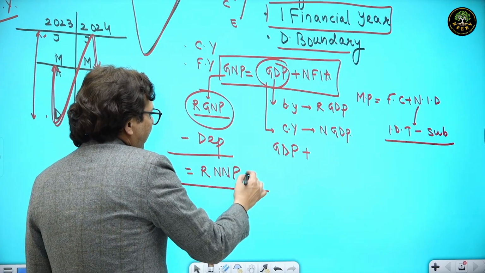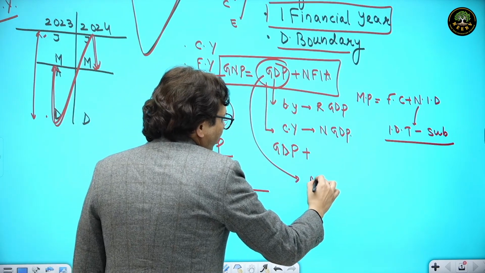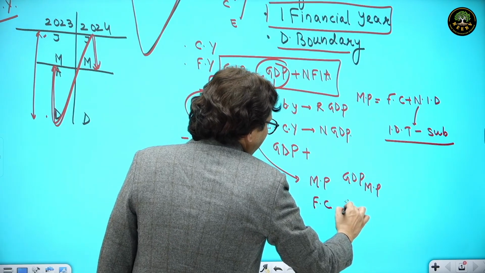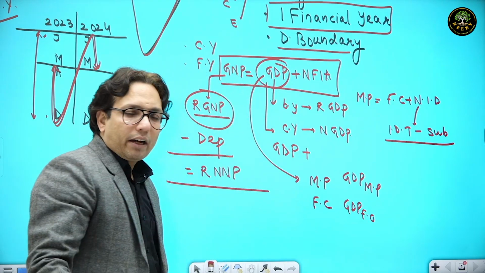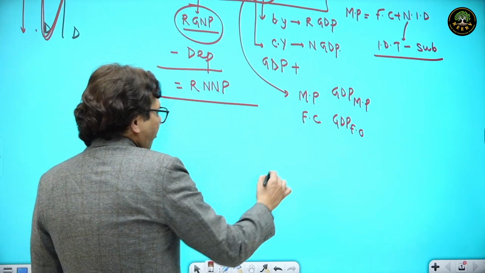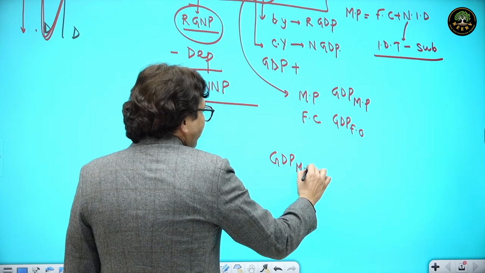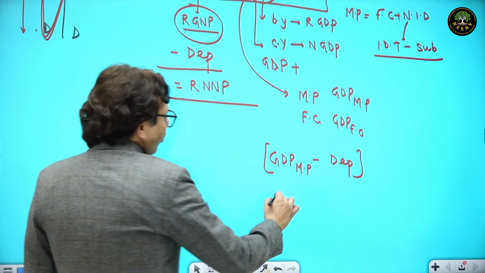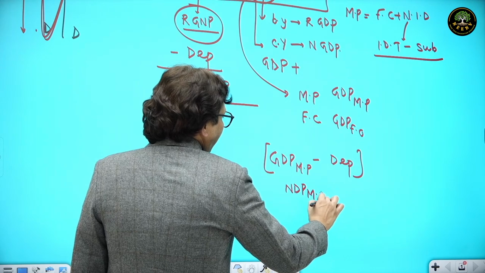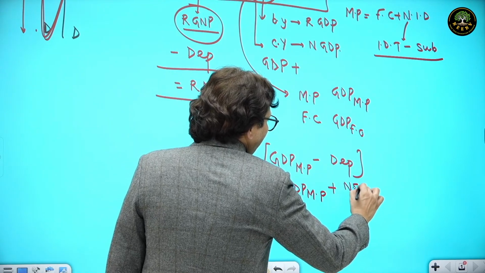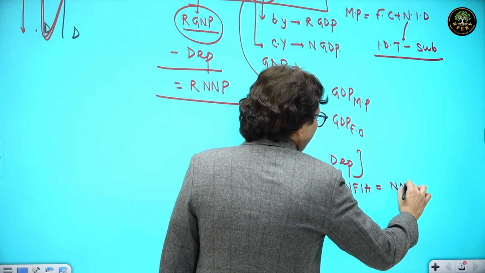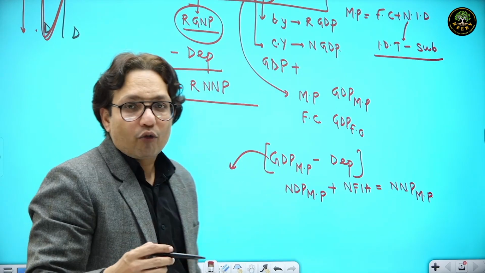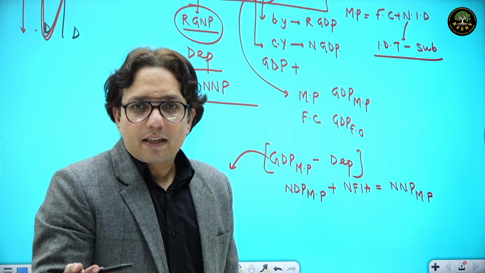I have real NNP. Fair enough? If this GDP is measured at market price, I would have GDP MP. If the same GDP is measured at factor cost, it is GDP FC. From this GDP MP, if I subtract depreciation, what do I get? I get NDP MP, right? And in this NDP MP, if I add net factor income from abroad, I would be getting NNP MP. Alright, and if this GDP is calculated at base year's price, it would be real GDP. If it is calculated at the current year's price, it will be nominal GDP.